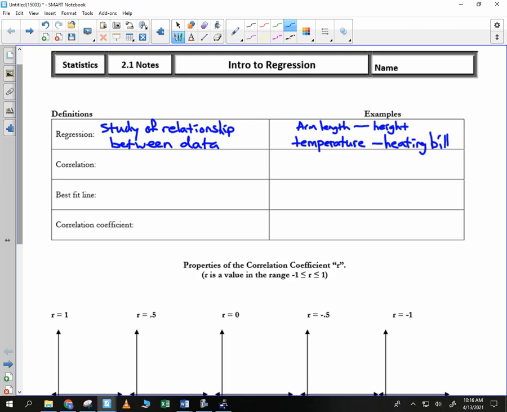Now think about these two examples. If the arm length increases, what do you think happens with the height? It increases as well. If the temperature outside increases, what do you think happens to the heating bill? Goes down. So sometimes the relationship is positive, sometimes it's negative.